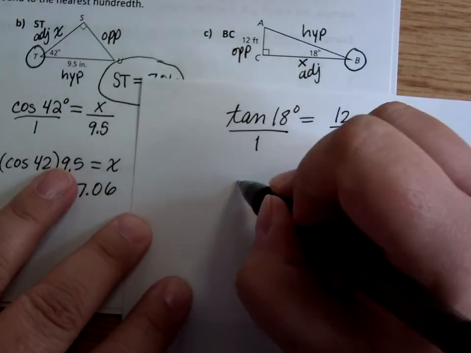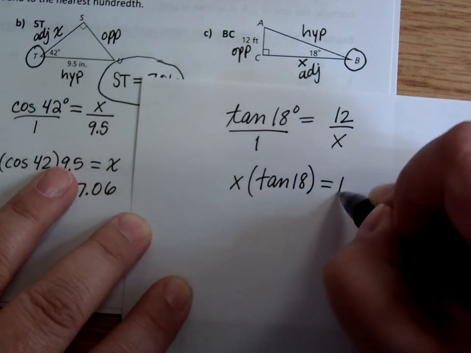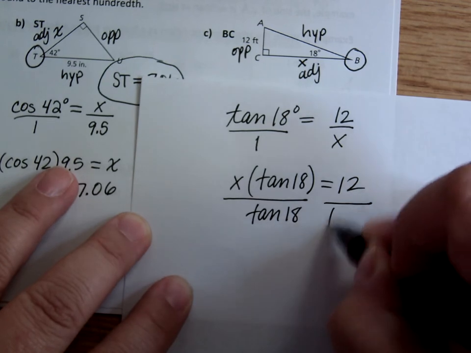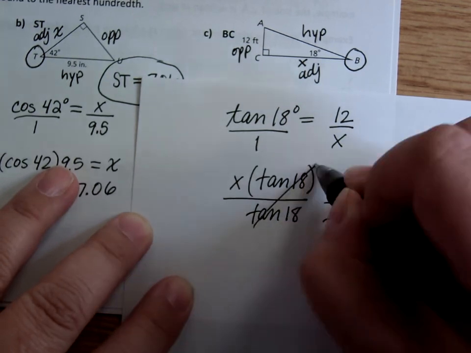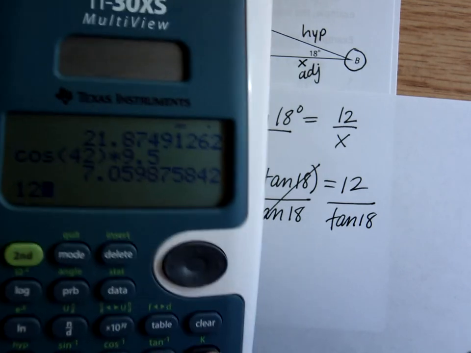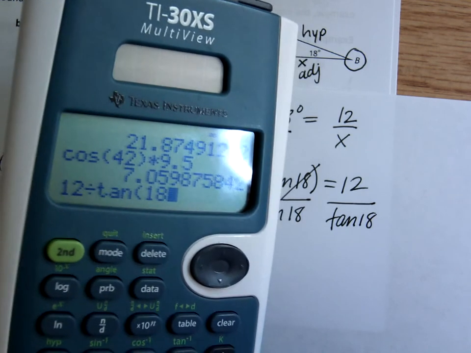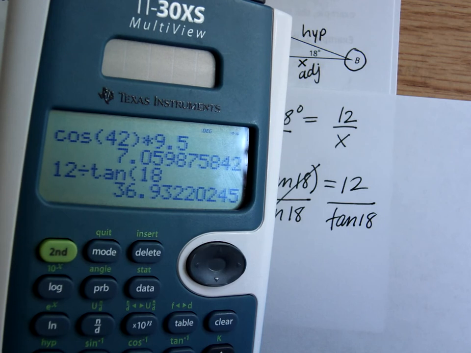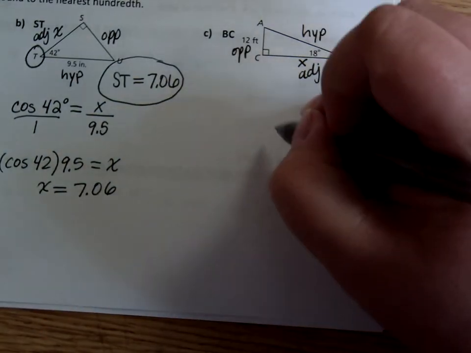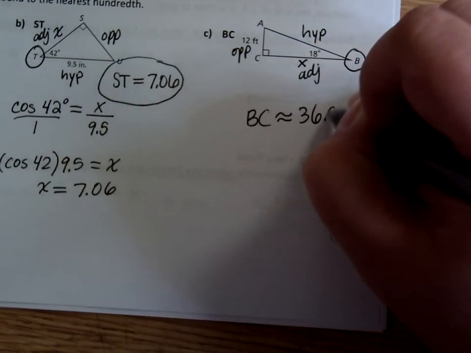Cross multiply. X times tangent 18 equals 12, and then x is still not alone, so I got to keep going until it is. I divided both sides by tan 18, and this is when I put it in the calculator. 12 divided by tan 18. And I get 36.932, so 36.93. So BC is about 36.93.